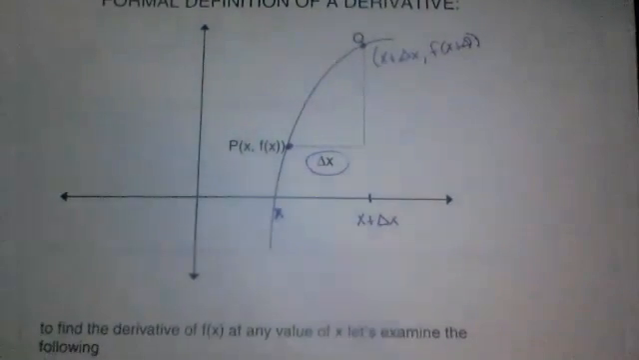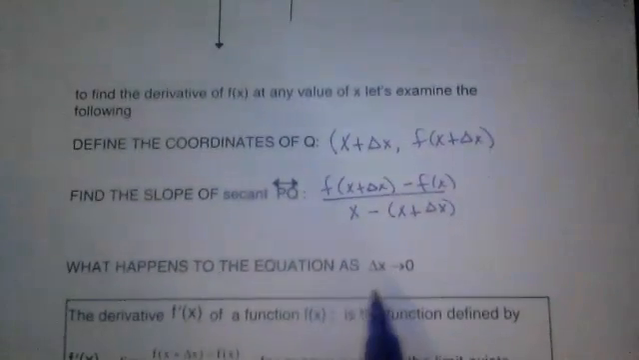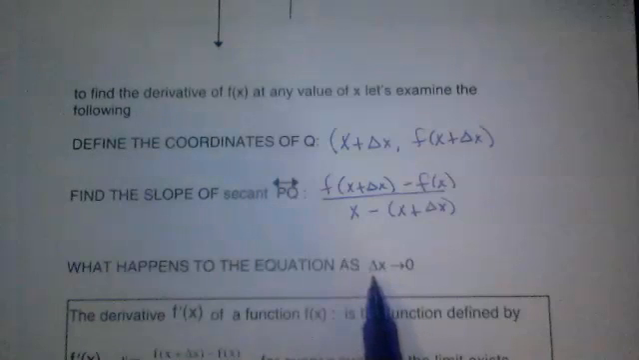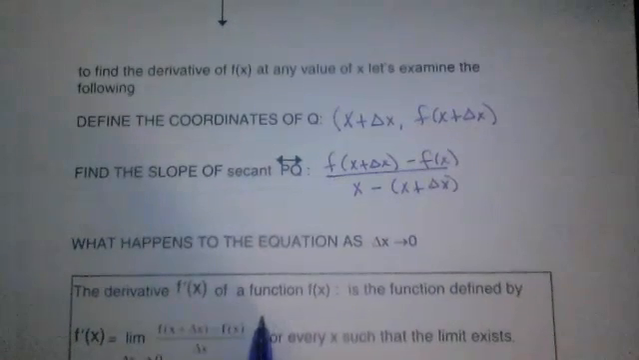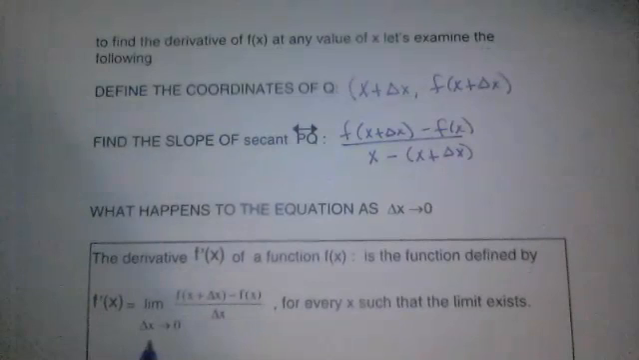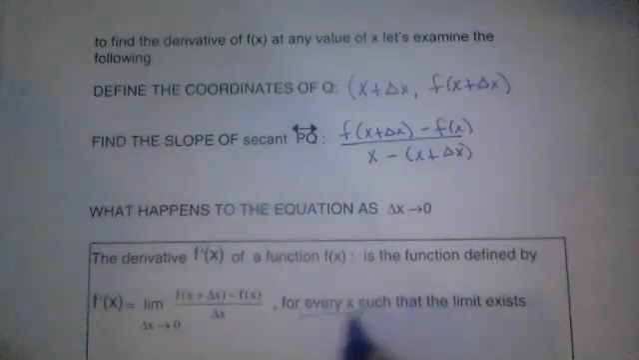And so whenever you take the equation as delta x approaches 0, you get the derivative. And this would be the formal definition of the derivative, which will work for every x value instead of just one at a time.